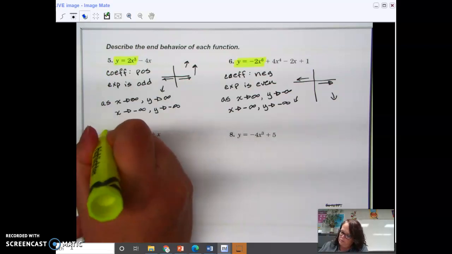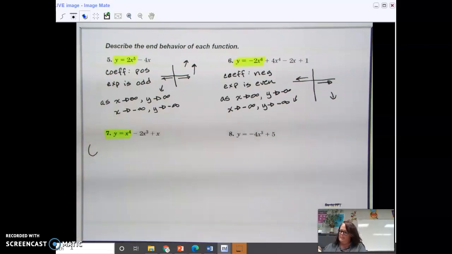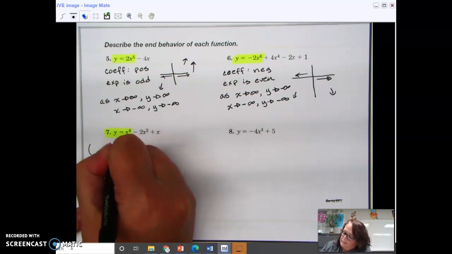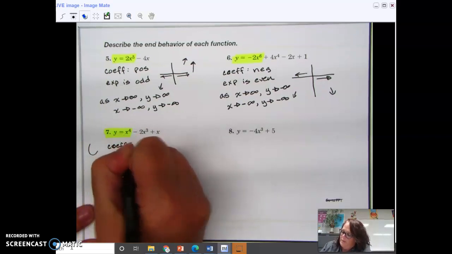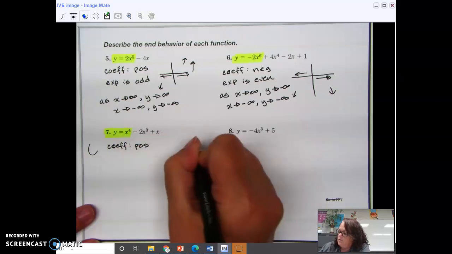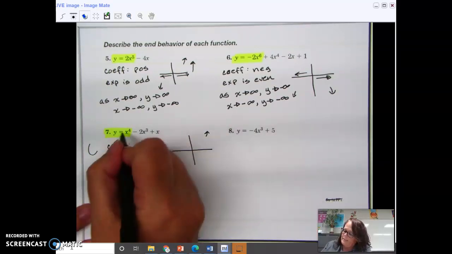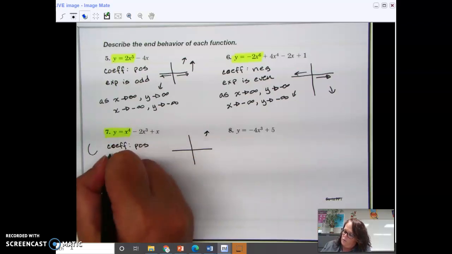So what I want you to notice with number 7, x to the 4th is the highest exponent. So notice I'm not just doing the one next to the equal sign, I'm doing the one with the highest exponent. So the coefficient is 1. And so that means that the coefficient is positive. So that means that to the right, I'm going to be going up. And so then also 4 is even.